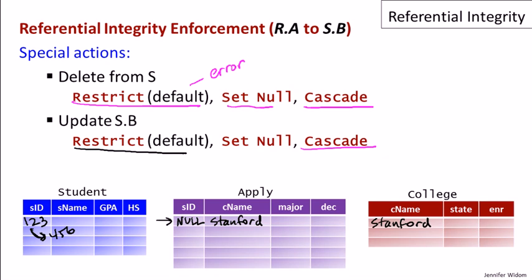And now let's say that somebody comes along and says, I think Stanford is spelled wrong. It's actually Stanford. Well, that's actually a common misspelling for Stanford. The first one was correct. But if someone makes this change, if we have the cascade option for the referential integrity constraint between apply CNAME and college CNAME, then that update will be propagated to any referencing values. So in that case, automatically, this Stanford and any other Stanfords in the apply table will be updated automatically to Stanford.